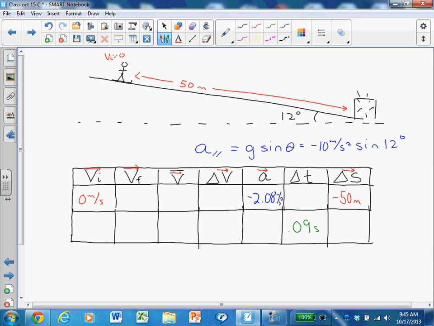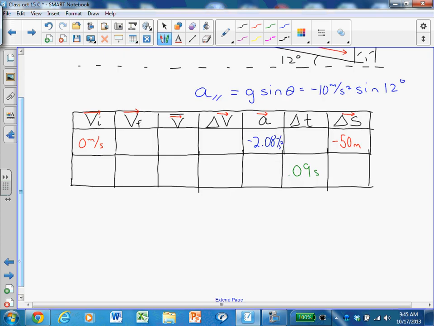Okay, so anybody know what we could find in the top row? Kendra? What? Vf. Did you say Vf? What equation will I use?